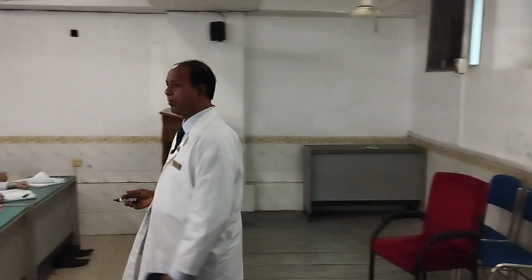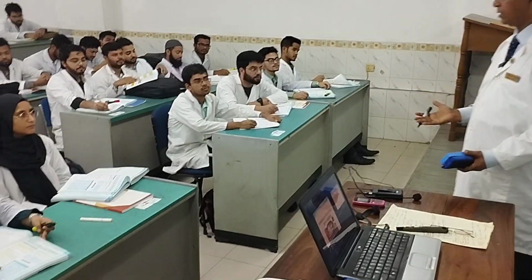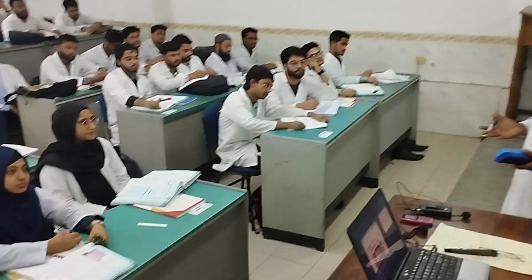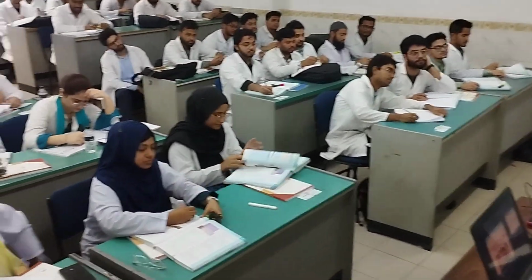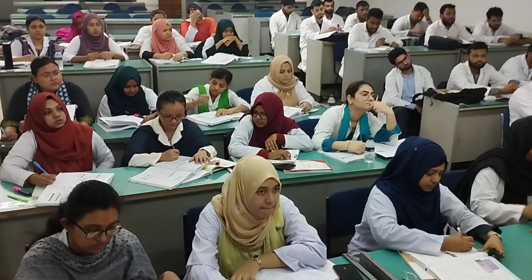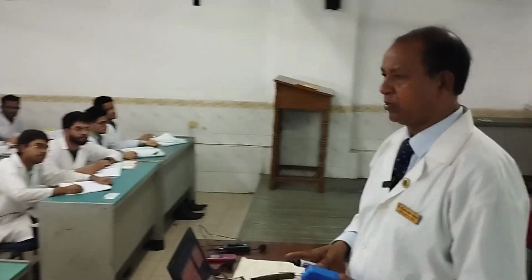There are 3 types of hemoglobin. One is hemoglobin A, adult hemoglobin. A means adult hemoglobin. Number 2, hemoglobin A2, about 2 to 3%. Number 3 is fetal hemoglobin, less than 0.5%. Remember this one. You should know the pathophysiology of hemoglobin synthesis in our body.